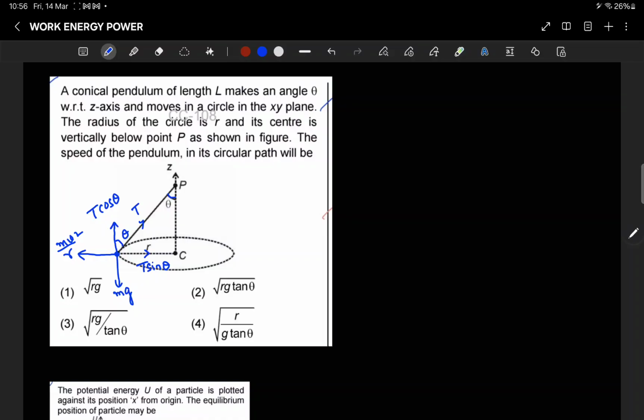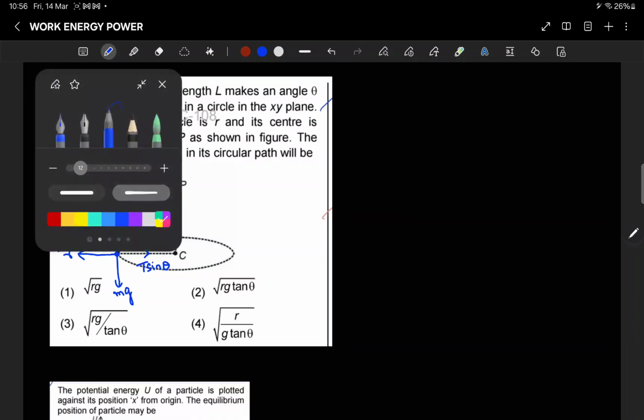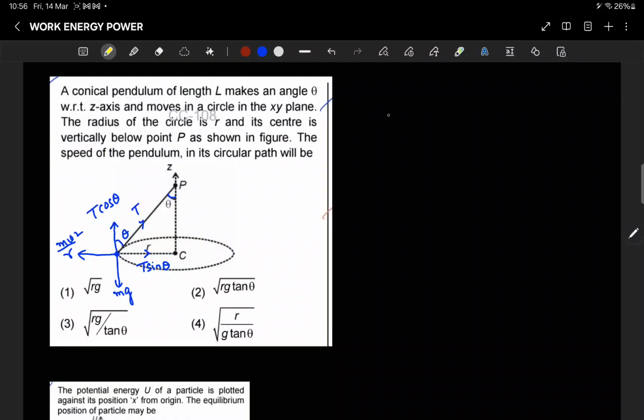The speed of the pendulum is what it is asking. Just apply the equilibrium condition at this point. From the diagram, T sin theta equals mv square by r, and T cos theta equals mg. Let us call this equation 1 and this equation 2.